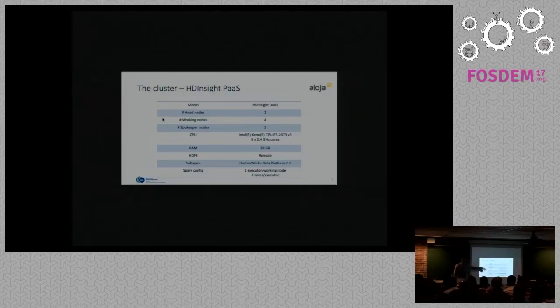For the software stack, AGI is relying on Hortonworks Data Platform 2.5. We've noticed that both MapReduce and Tez are really well tuned, so we decided not to change a bit of the configuration. What we did notice, though, is that Spark was recently added, and the configuration is quite strange. It's only using one executor per working node, and that executor has 3 out of 8 cores available in the machine.